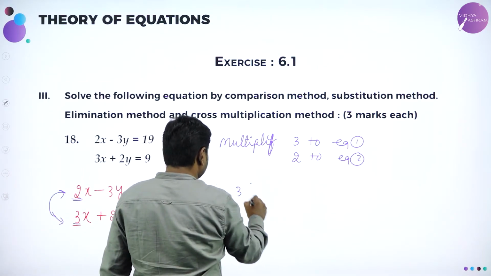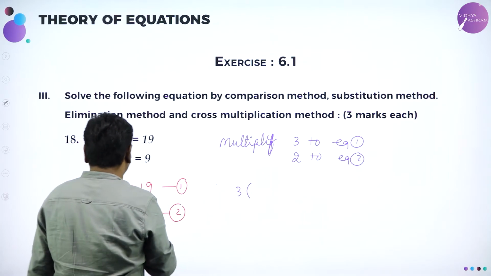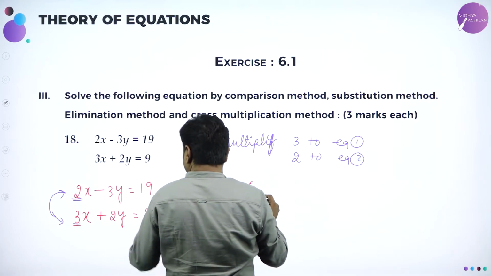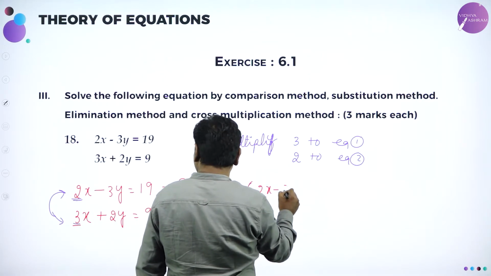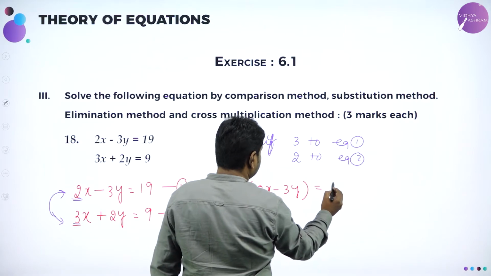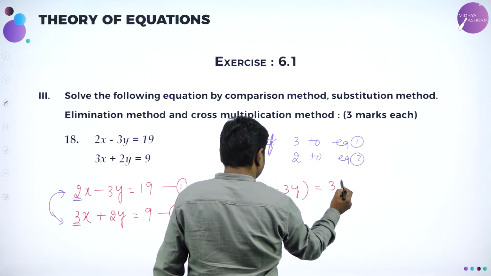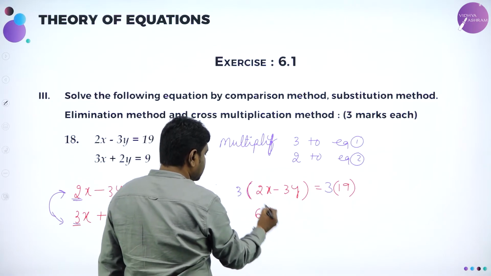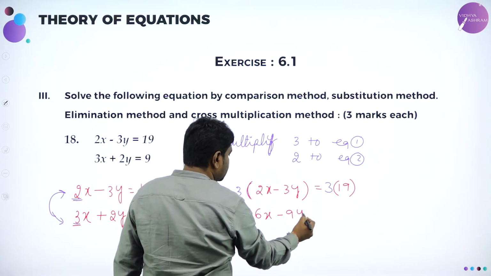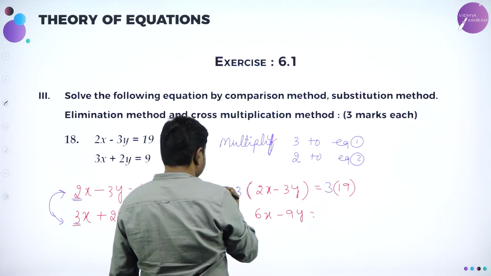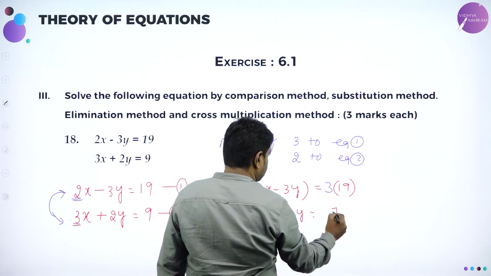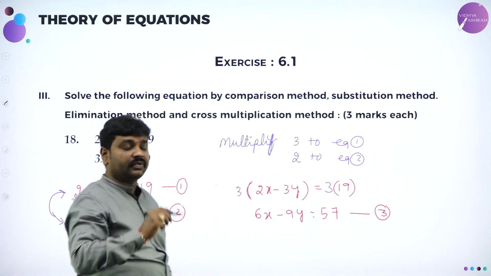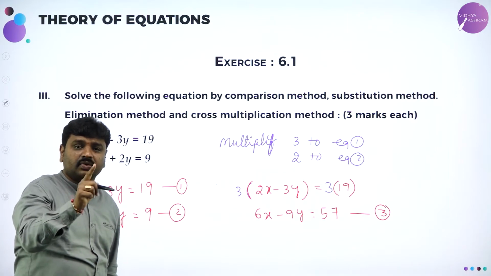So if you do that, we'll have 3 into the first equation. What is the first equation? 3 into the first equation, that is 2x minus 3y is equal to 3 into 19. Multiplying, 3 2s are 6x, 3 into 3 minus 9y is equal to 19 into 3, that is 57. Call it equation 3. Now we got equation 3 by altering equation 1. What I have done, I multiplied equation 1 with 3.